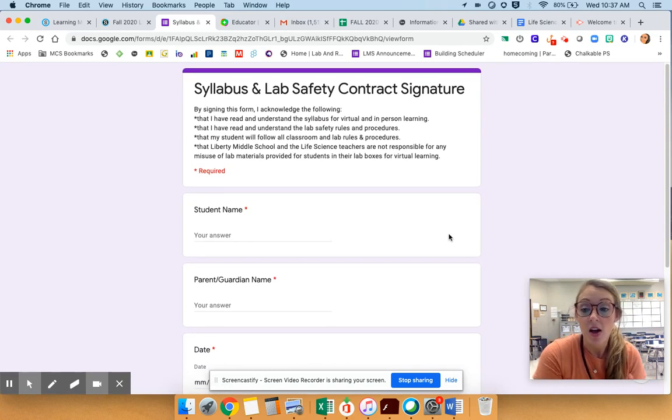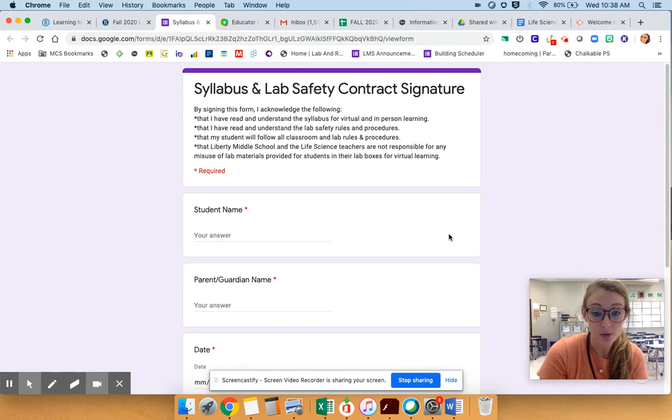And then on Monday, what you'll do is you will come to the school, a parent or somebody will come to the school to pick up your lab boxes. You'll just go through the car line like you normally would for drop off or pickup. And we will give you your lab box. You'll sign off that you got your lab box and you'll take it home.